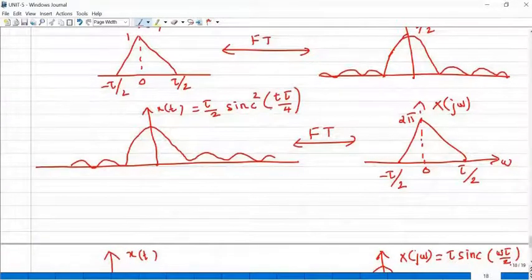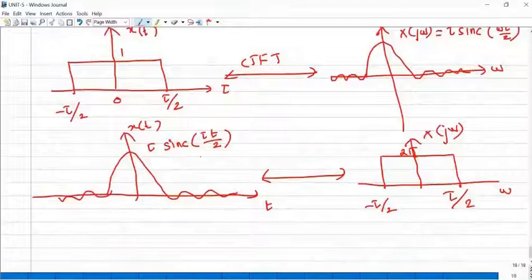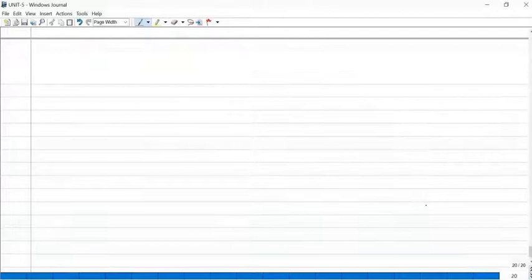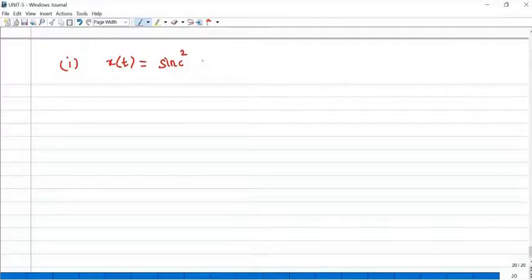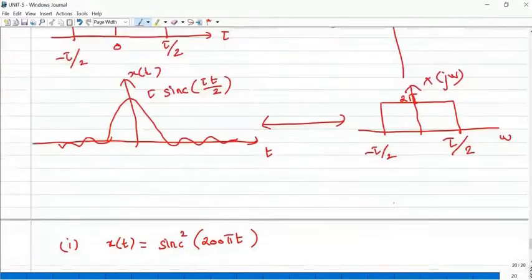Sinc square Fourier transform, what is the result? Sinc t tau by 2, what is the result? Now the first problem. First option, x of t equal to sinc square of 200 pi t. Sinc pulse square.